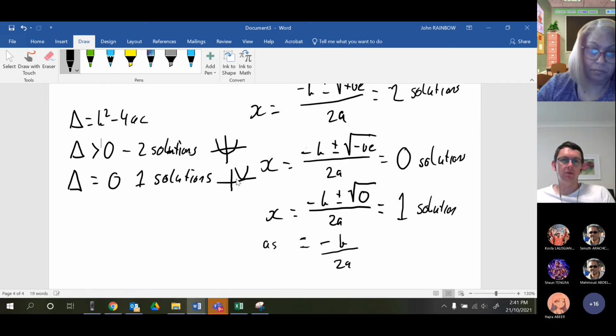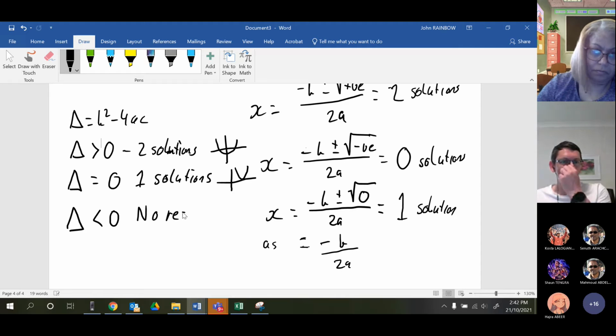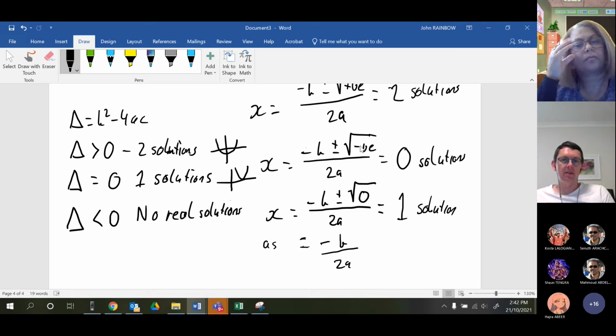Now, it could be negative as well. And if I do the discriminant and I find that the discriminant is less than 0, there are no real solutions. Now, why I say there are no real solutions, because later on we learn how to deal with negative numbers in specialist maths, but not in methods. No real solutions, therefore no intercepts.